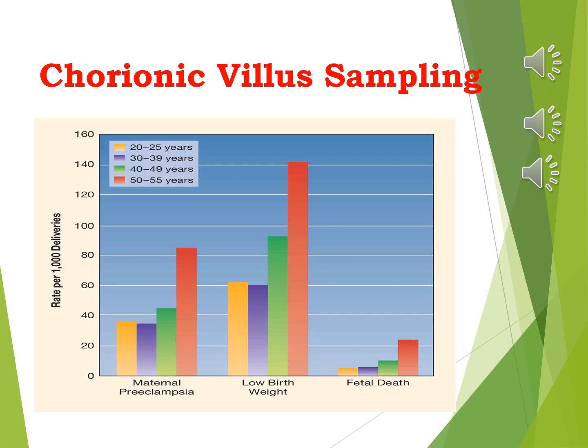So if we look at the green bar, there's starting to be a significant change between mom's age and negative outcomes in 3 different areas: maternal preeclampsia, low birth weight, and actual fetal death. So at the green level, which is 40 to 49, you're seeing an increase. But we see a huge increase at age 50 to 55 in these 3 measures. So we can say that there is a positive correlation between complications and age of mom. As mom's age goes up, so does the complication rate. If mom's age goes down, the complication rate goes down.